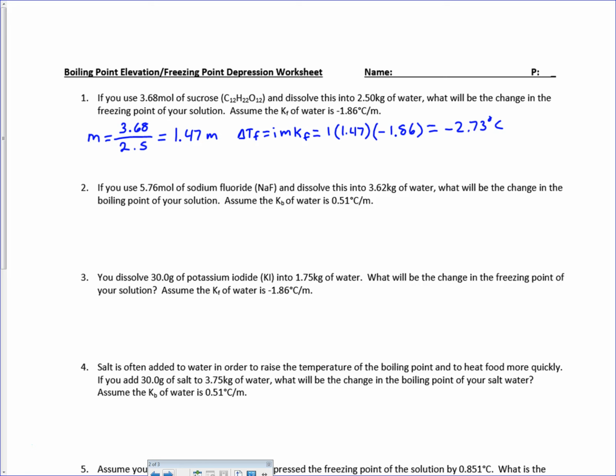Okay, so then if we're doing this, we know that our new freezing temperature, again, because it's normally 0, and it's changing by negative 2.73, is going to be negative 2.73 degrees Celsius.